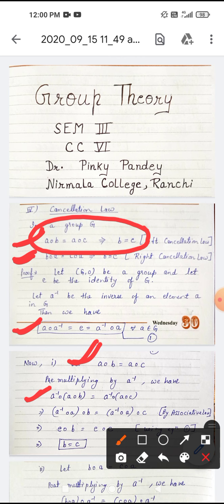By using associative law, and by using equation 1, A operation A inverse is equal to E, we will get E operation B is equal to E operation C. And by the definition of identity element, E operation B is equal to B and E operation C is equal to C. So we will get B is equal to C.